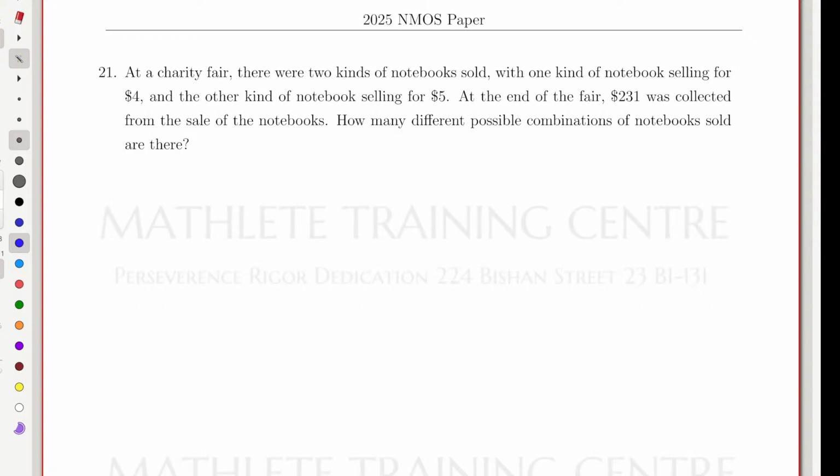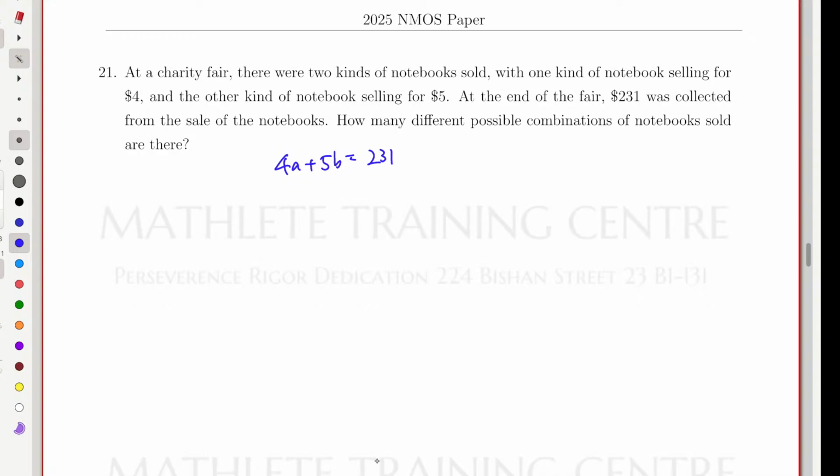Okay, now we move on to question 21 onwards. These are the 3-point questions. Question number 21 says, at a charity fair, there were two kinds of notebooks sold, with one kind of notebook selling for $4 and the other kind selling for $5. And somehow in the end, you get $231. So you want to have 4A plus 5B equals 231. And then we're asking, how many different combinations can we get from here?